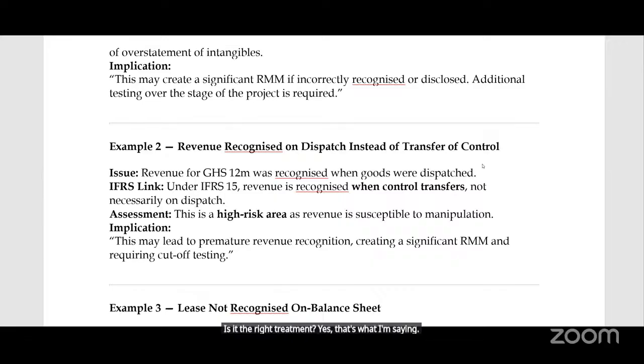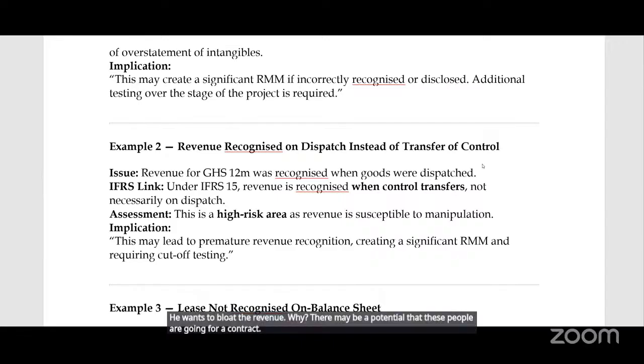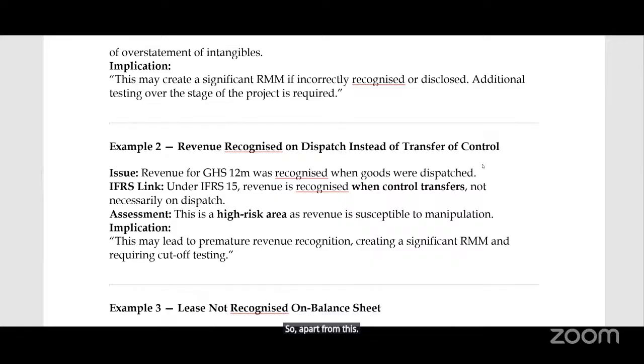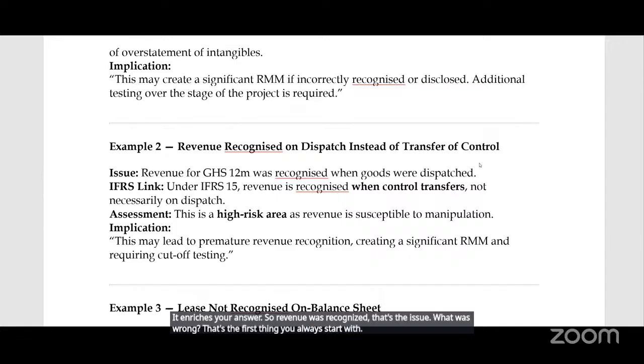But if this person has recognized the revenue, there's also an ethical implication. He wants to bloat the revenue. Why? There may be a potential that these people are going for a contract. So apart from this, sometimes you can say ethical implication. It enriches your answer. So revenue was recognized. That's the issue. What was wrong? That's the first thing you always start with. What does the IFRS say?